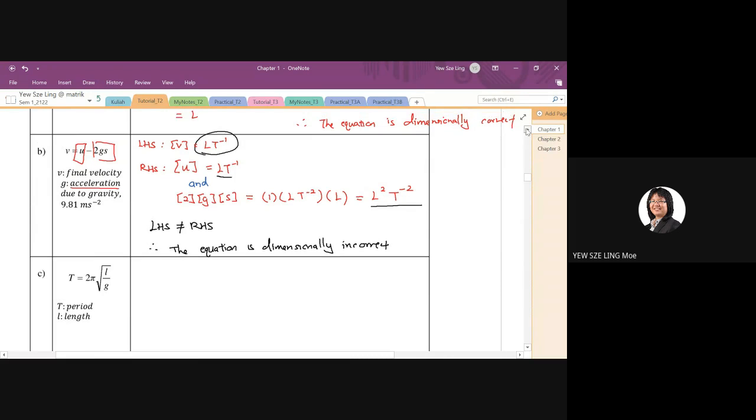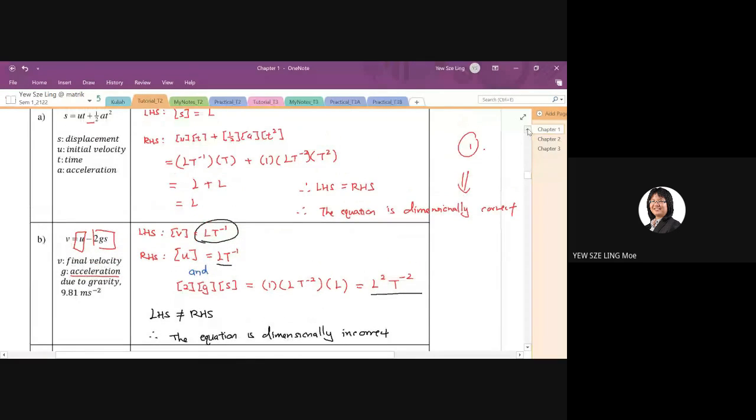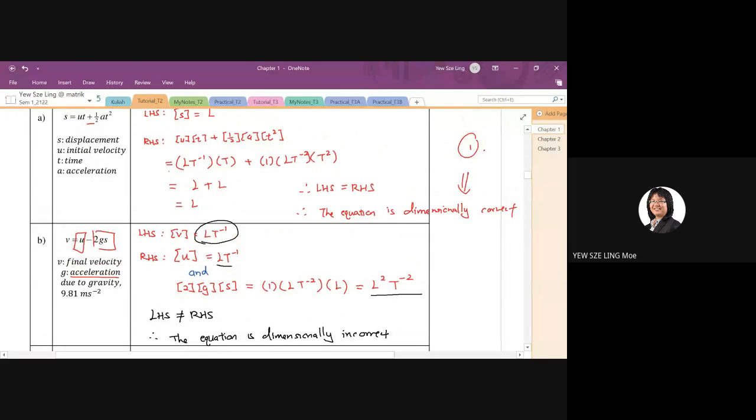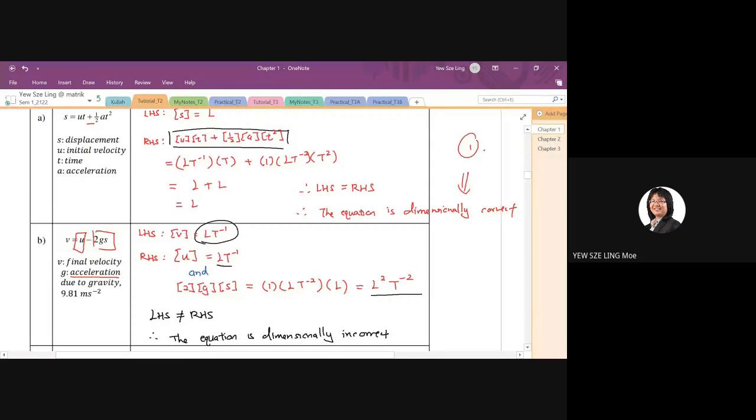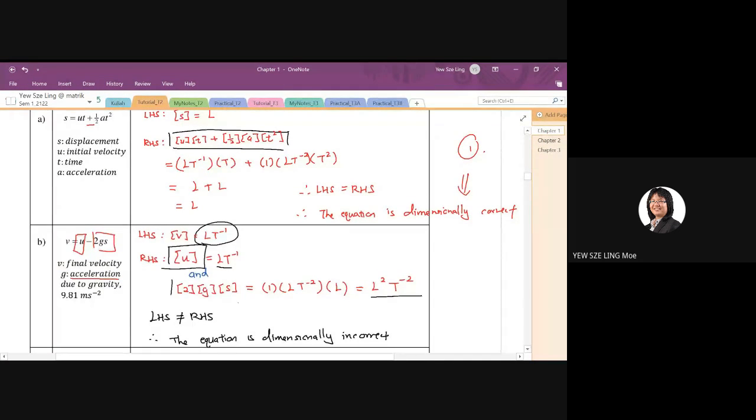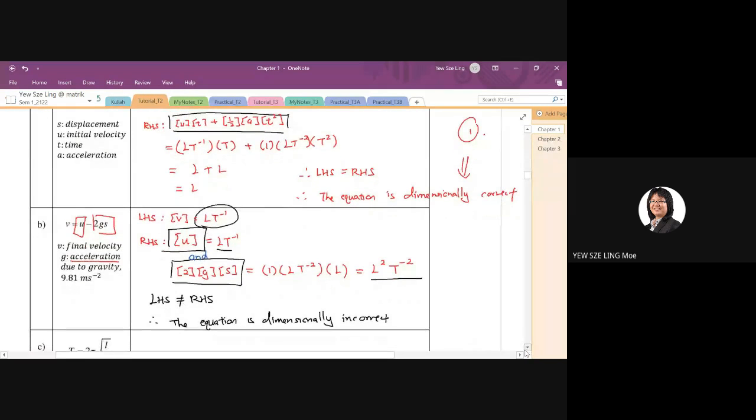So first method, you just combine it. You combine the right-hand side into 1. All right, you combine both of them into 1. Second method, you can split them. So you calculate the dimension for U first, and then you do the dimension for 2GS. So both methods are correct. They are all accepted in the exam. So it's up to you which one you want to use.